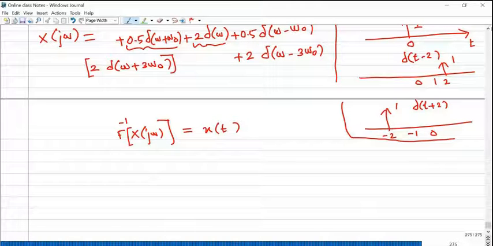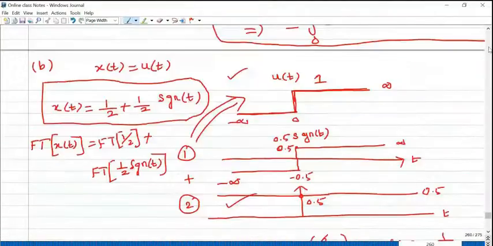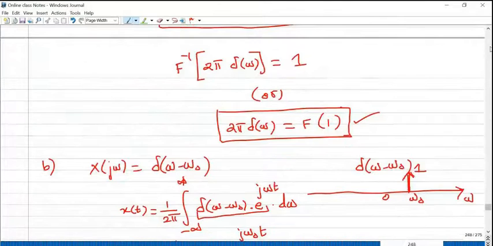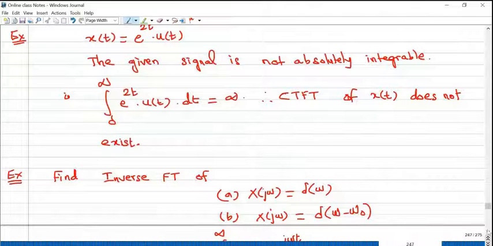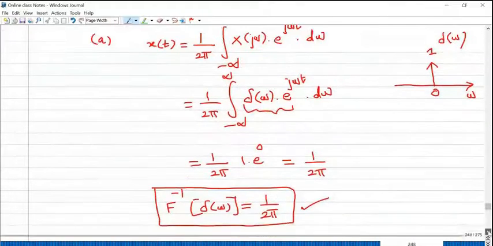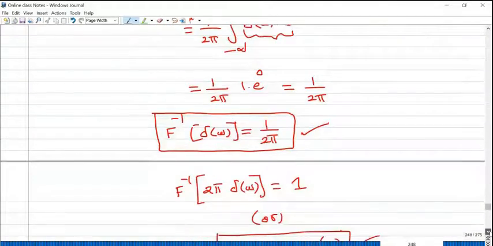So already we solved some problem. Do you remember? At the beginning of the Fourier transform formula, we have solved some fundamental formulas, starting from here. X of j omega equals del of omega. See? Inverse Fourier transform of del of omega equals 1 by 2 pi. Right? Inverse Fourier transform of del of omega is 1 by 2 pi.